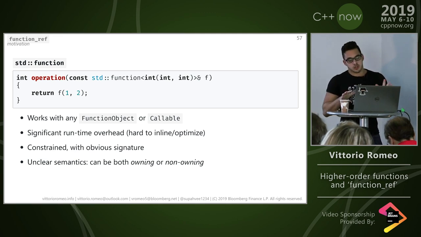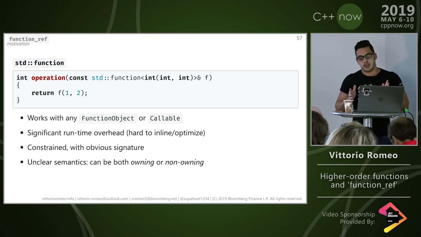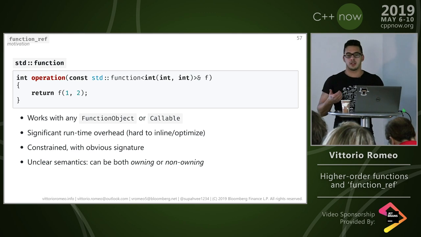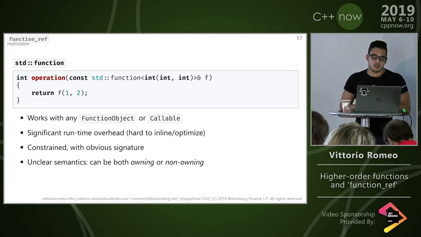Another point that's a little bit of a stretch, but I like to include, is that this has unclear semantics. It can be both owning or non-owning. If you instantiate this with a reference wrapper, then it behaves as if it's a reference to a callable. However, in all other cases, it behaves as if it's owning the callable. So this is kind of a stretch. It's not a big deal, but it would be nice if we could make it clear in the interface where we want a reference or ownership.